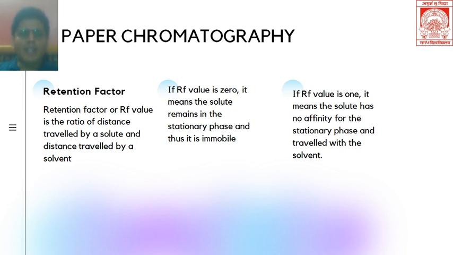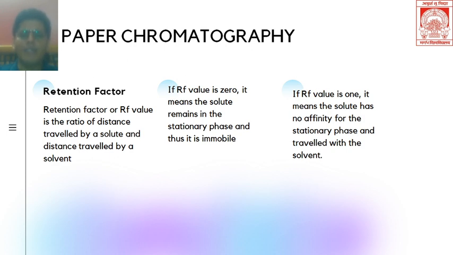There is a term that is frequently used in paper chromatography, that is retention factor or RF value. It is basically the ratio of distance traveled by a solute and distance traveled by a solvent. For example, we are using a sample which we load at a point, and we see at the same time this sample runs x centimeter, whereas the mobile phase travels y centimeter. Then the RF value can be determined by the x to y ratio.